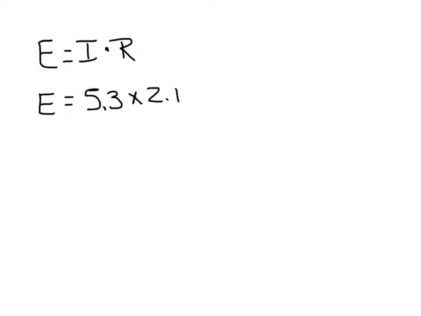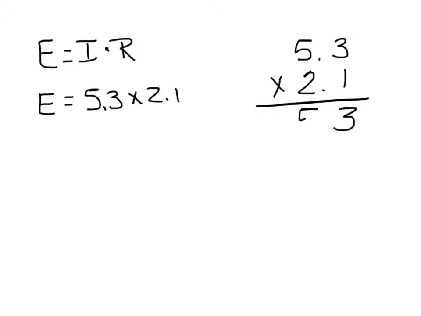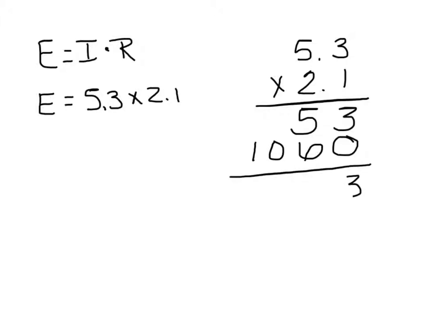And I'm going to just go on the side and work out my problem. 5.3 times 2.1. 3 times 1 is 3. 5 times 1 is 5. Put a 0 down to hold my place. 2 times 3 is 6. And 2 times 5 is 10. I'm going to add those products and then place my decimal 2 places. This circuit requires or uses 11.13 volts. Please proceed to the next slide to finish the problem.